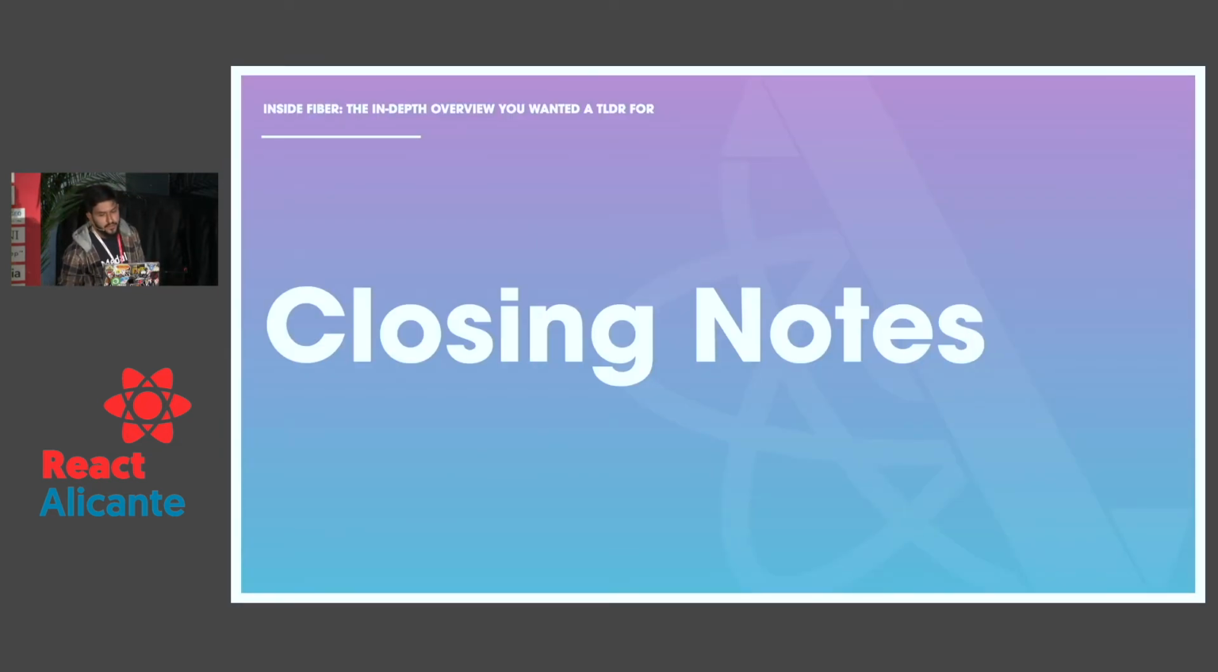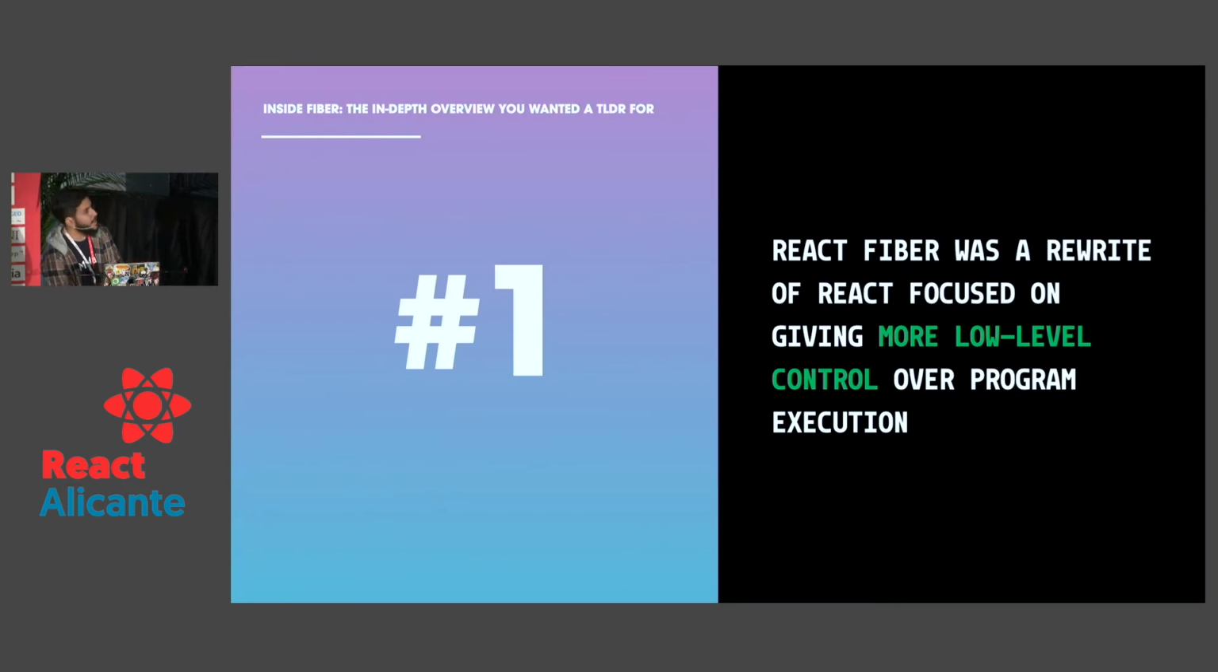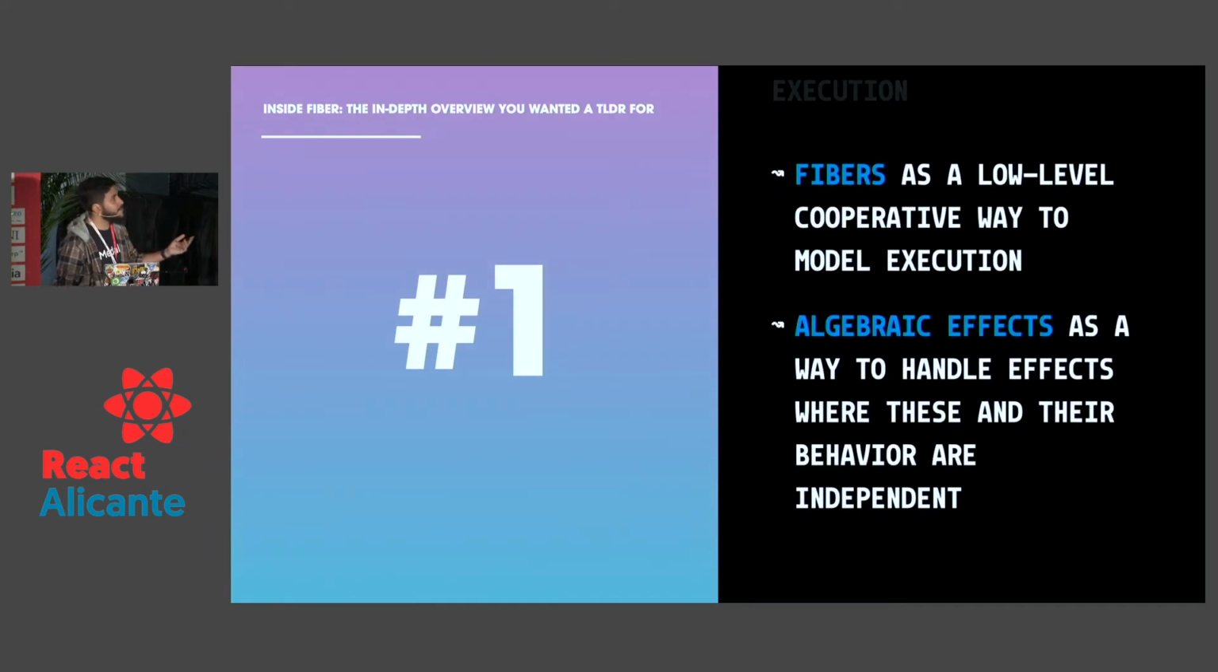So a couple of closing notes and things I think we can learn from all that. The first is that React Fiber was a rewrite of React focused on giving more low-level control over execution. And we have fibers as a cooperative way to model execution at a low level, and we have algebraic effects and continuations, etc., as a way to handle effects where these and their behavior are independent.